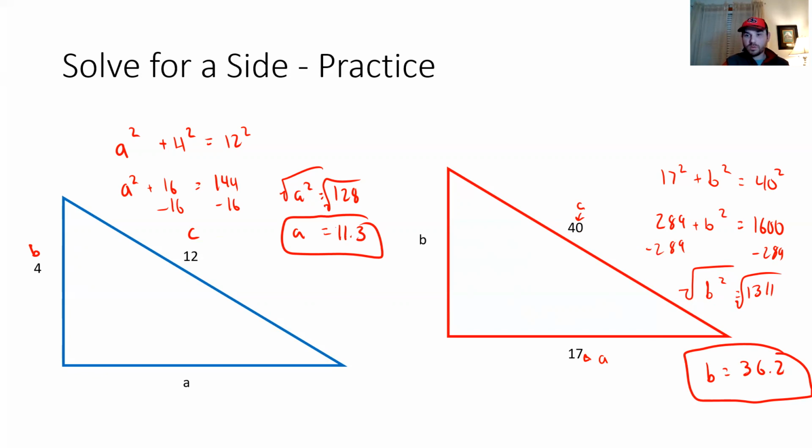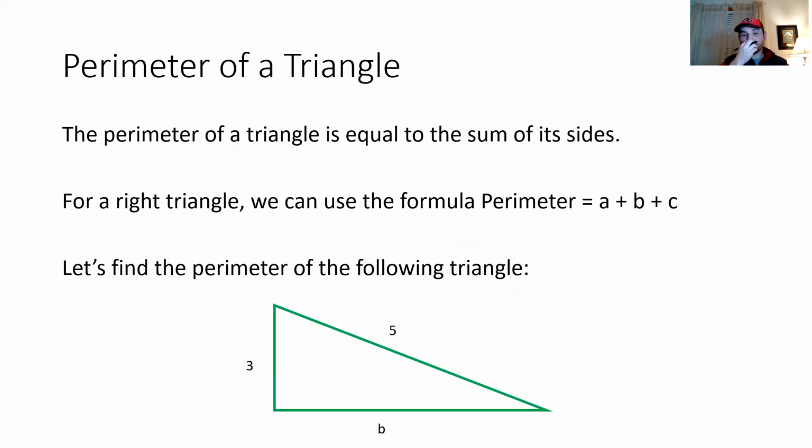Now, there's one new thing that we're going to add today, so hopefully you actually watch the end of this video, and that is the perimeter of a triangle. The perimeter of a triangle is really, really easy. It's just like the perimeter of any other shape. It is just equal to the sum of its sides. So in the case of a right triangle where we have a side length of a, a side length of b, and a side length of c, the perimeter is just a plus b plus c.